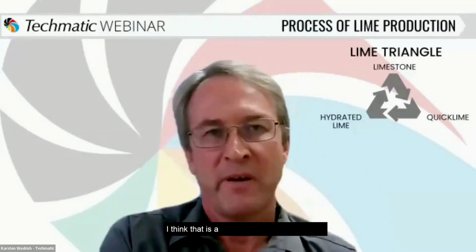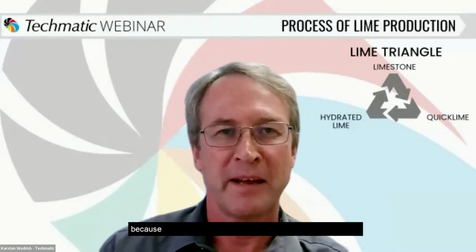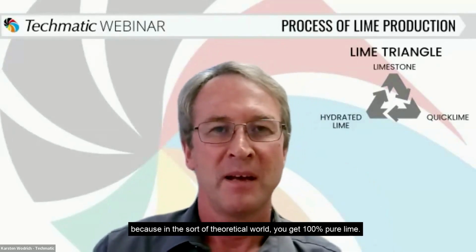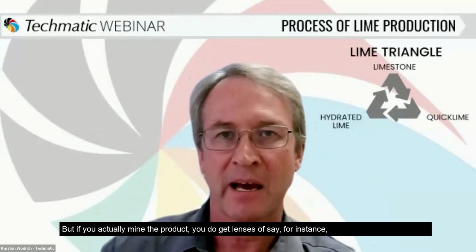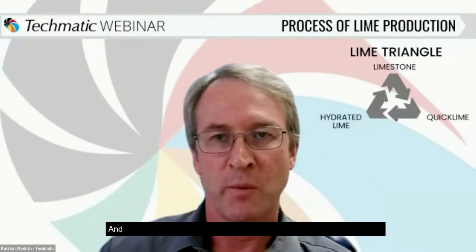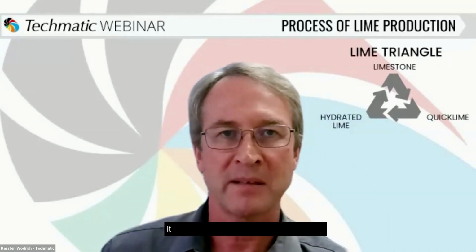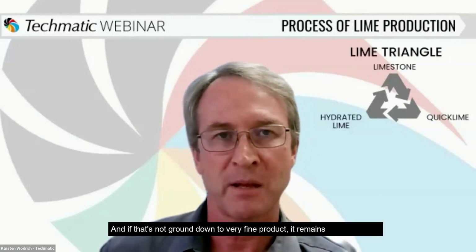I think that is a very, very important question, because in the theoretical world you get 100% pure lime. But if you actually mine the product, you do get lenses of, say, silica or something like that, that gets mined with the actual product. And when that gets burnt, the silica does not convert to quicklime, and it remains a solid piece of rock. And if that's not ground down to a very fine product, it remains in the process.